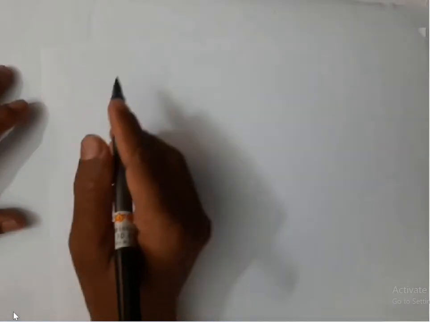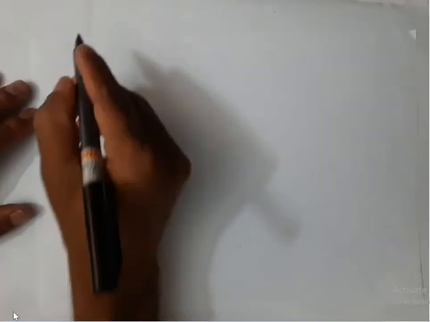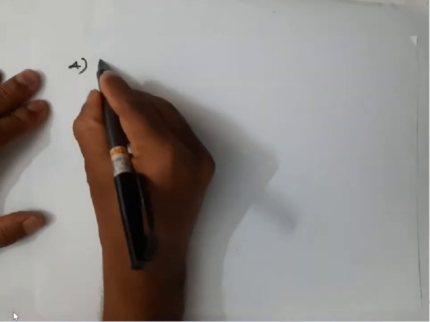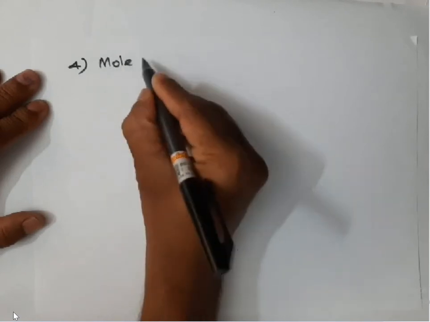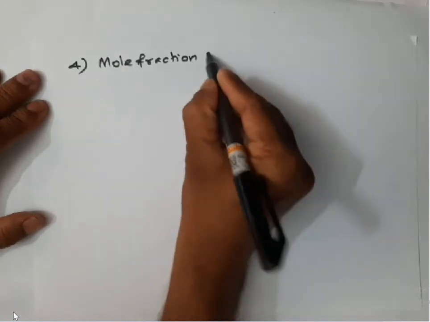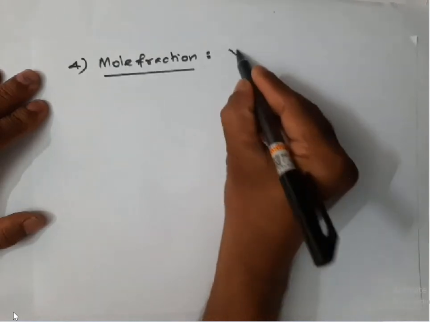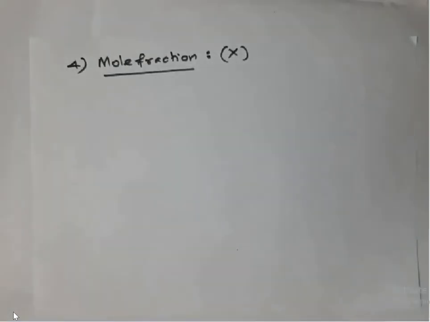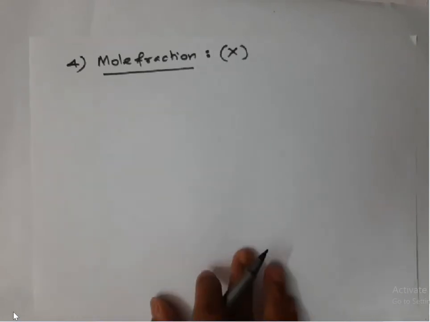Now, let me go to the next one, that is mole fraction. The fourth concentration term, mole fraction. I have told you it is usually expressed as chi or x. You can say x simply.